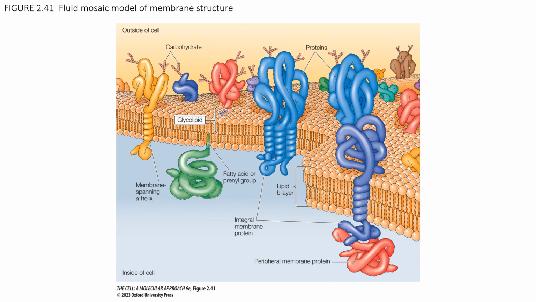Oftentimes these will also be anchored by glycolipids on the outer portion of the cell, and sometimes by different types of fatty acids or prenyl groups or other peripheral membrane proteins on the cytosol side. Generally, these proteins tend to be either anchoring proteins or location tags, or possibly even receptors for different types of hormones or neurotransmitters.